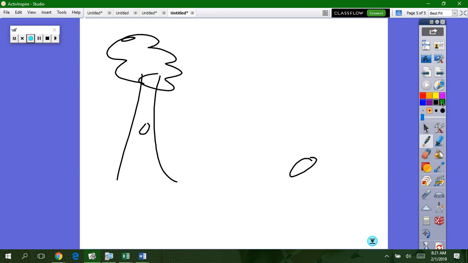So, we got my killer squirrel. He's all sitting up in here. He's all in his camouflage. That's my killer squirrel. I don't know how to really draw a crossbow. That's going to be my crossbow. Just bear with me. I'm not an artist.